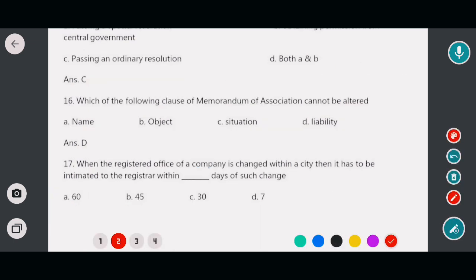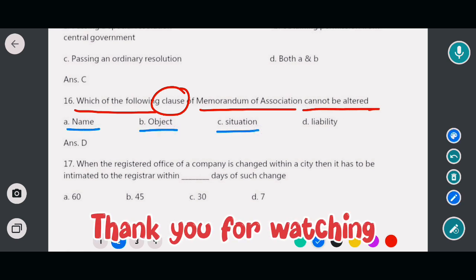Next question is: which of the following clause of the memorandum of association cannot be altered? Options are the name, object, situation, and liability. So in this case the correct option would be option D, that means liability is the clause which cannot be altered. Okay, so in this case option D would be the correct answer. Okay, so now moving to next question, and this is the last question.